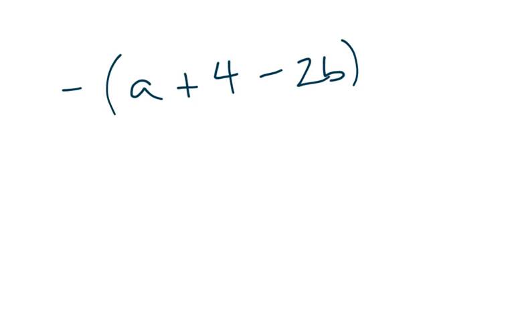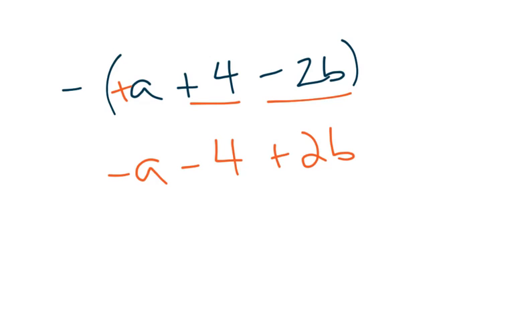Negative could be negative, or it could be opposite, and it's interchangeable. So in this case, when you're distributing a negative, you're really finding the opposite of everything in the parentheses. So this was a positive a, and now it'll be a negative a. And this was a positive 4, and now it'll be a negative 4. And this was a negative 2b, and now it'll be a positive 2b.